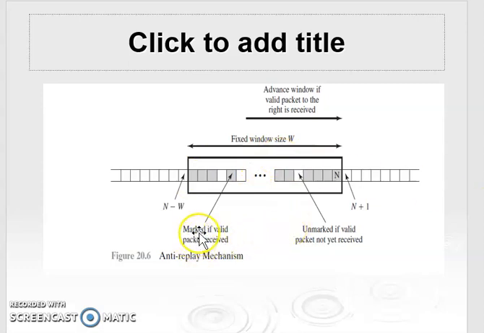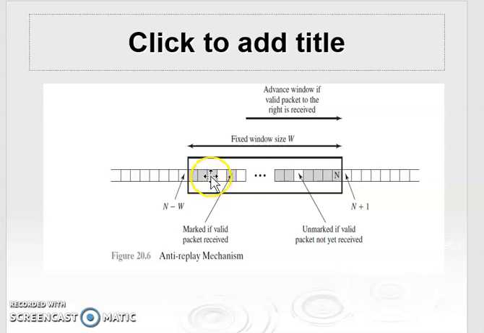So we can see the fields, that is, if the packet is marked or it is kept as unmarked over there. If the received packet falls within this particular fixed-size window W, then it is a new packet and the MAC value will be checked. If the packet is authenticated, then the corresponding slot in that window will be marked.